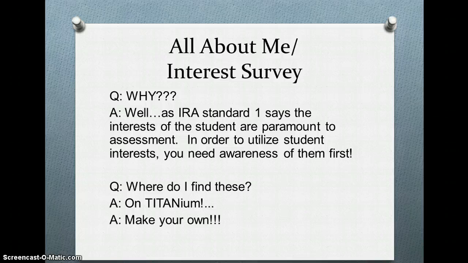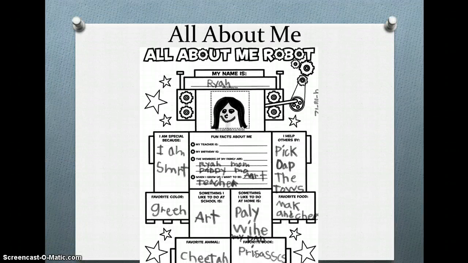I have a bunch on Titanium. You can always make your own. This is the sample that I use, the All About Me robot. And I asked the student if she wanted to write her answers herself or if she wanted me to write them for her and do more of like an interview. And so she had said that she wanted to write them herself.